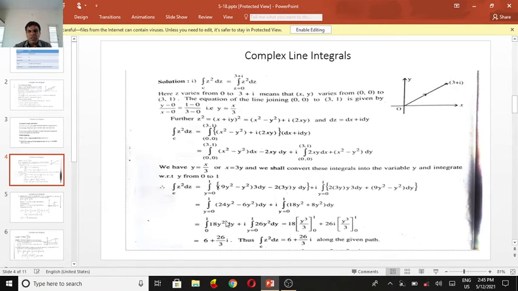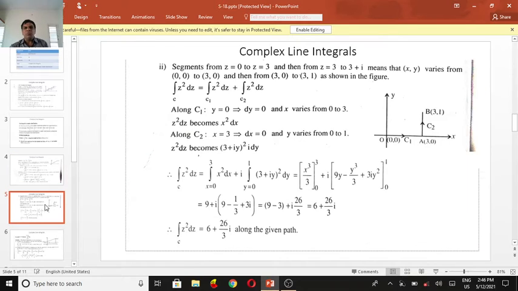We get 18 times the integral of y², y³ divided by 3 from 0 to 1, plus i times, again integrating, 26 times y², y³/3 from 0 to 1. Replacing y by 1 and 0, we get 18 divided by 3, which is 6, plus i times 26/3. Thus, the integral of z² dz is equal to 6 + (26/3)i along the given path.